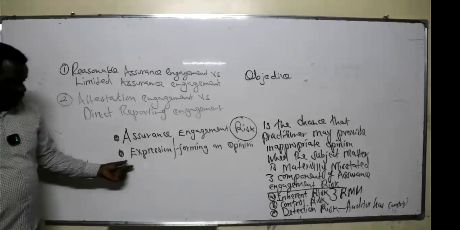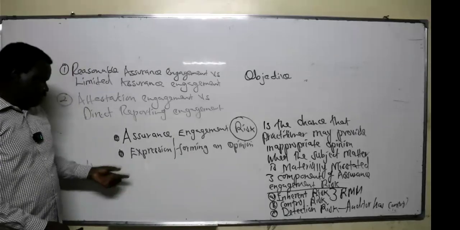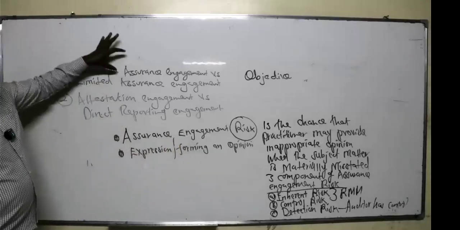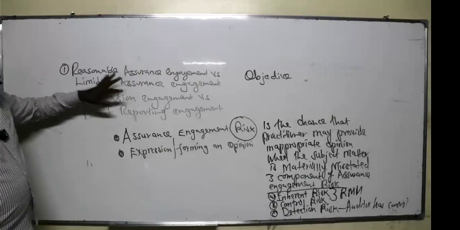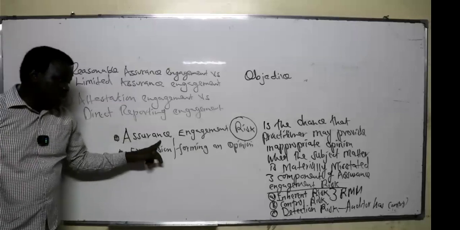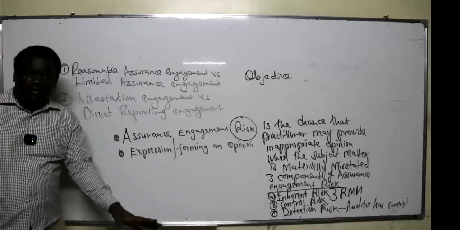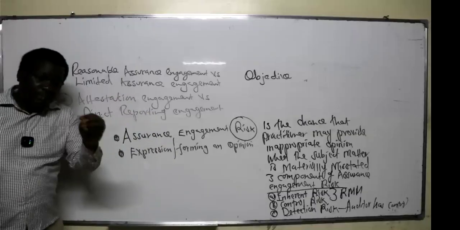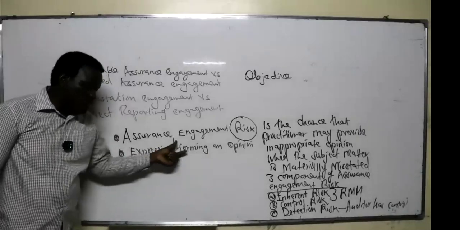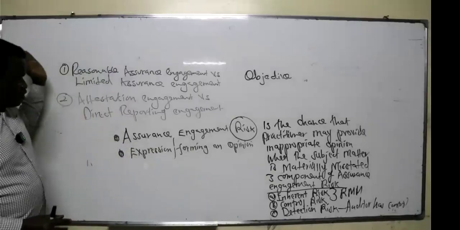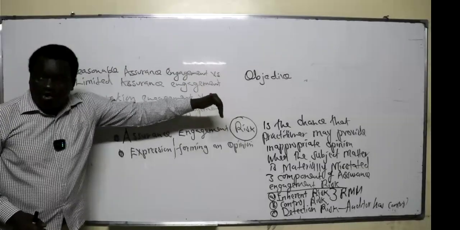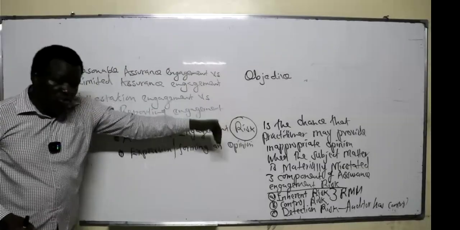Then next we have expression or forming an opinion. So class, the aim of a reasonable assurance engagement and a limited assurance engagement is just to reduce this assurance engagement risk to a low level, as the basis of expressing or forming an opinion. In both cases, the aim is to reduce the chance of expressing a wrong or inappropriate opinion to a low level.